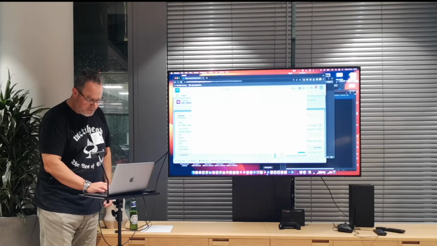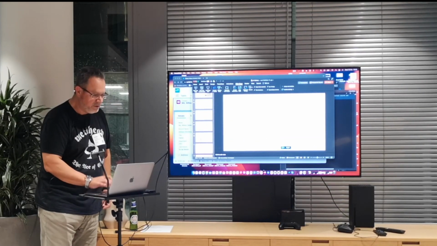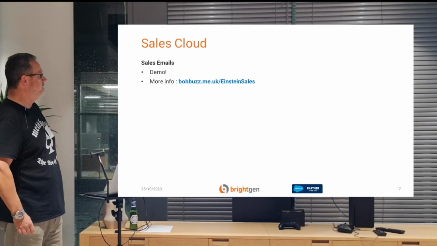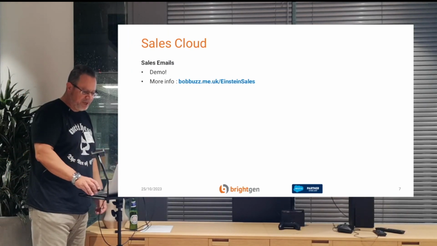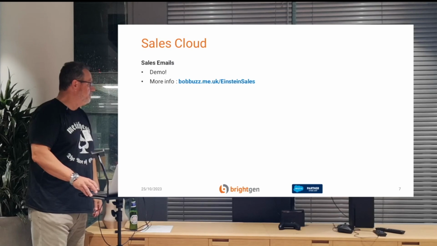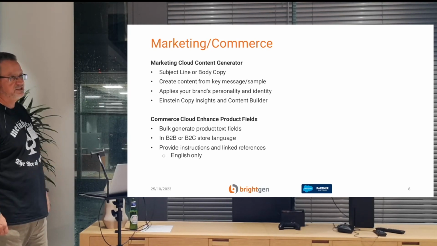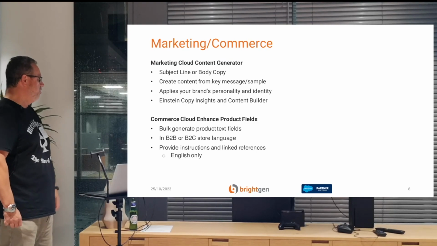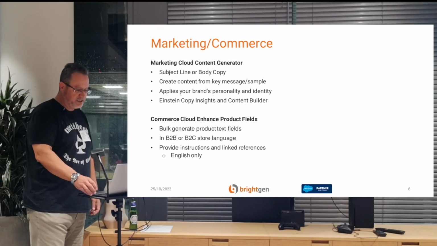So that brings us to the end of the first demo portion. So that is Einstein sales emails. I've done a slightly more detailed blog with a little bit more information about it, but that's pretty much what you can do with it at the moment. Marketing and commerce, I'm not really going to talk too much about those. It's subject lines or bodies with your brand's personality, or it can do product text fields, and it can do those in bulk. And again, it's English only.